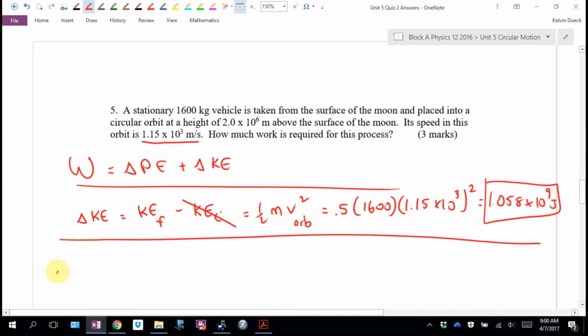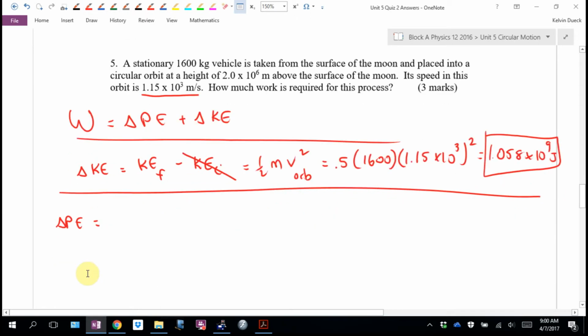Now let's find my change in potential. Change in anything is final minus initial. I'm going to go straight to writing negative big G, big M, little m over R final. Minus negative big G, big M, little m over R initial.